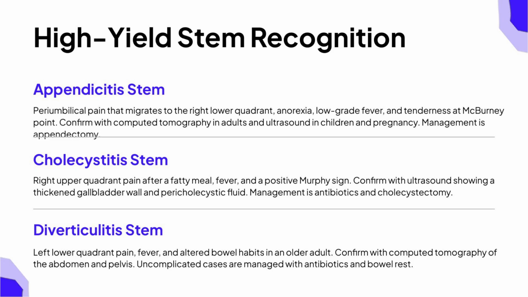For cholecystitis, look for right upper quadrant pain after a fatty meal, fever, and a positive Murphy sign, confirmed by ultrasound, then treat with antibiotics and cholecystectomy. For diverticulitis, look for left lower quadrant pain, fever, and altered bowel habits in an older adult, confirmed by computed tomography, then treat uncomplicated cases with antibiotics and bowel rest. These 3 stems repeat over and over on practice questions and on the real exam.